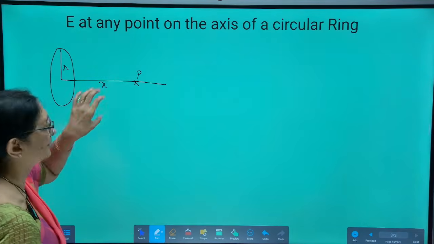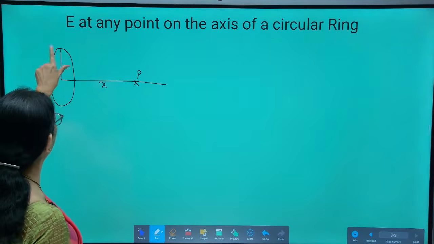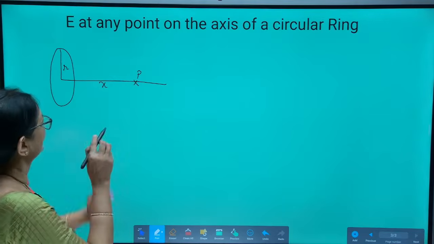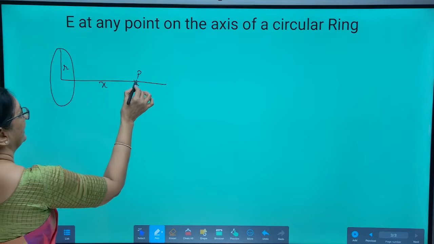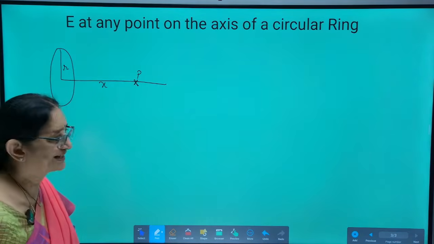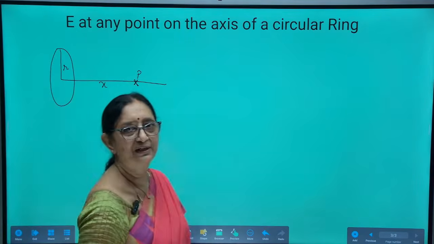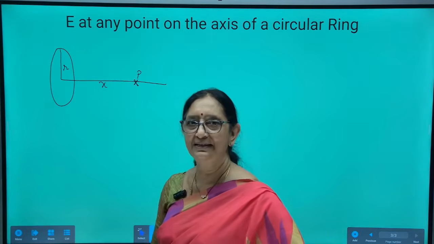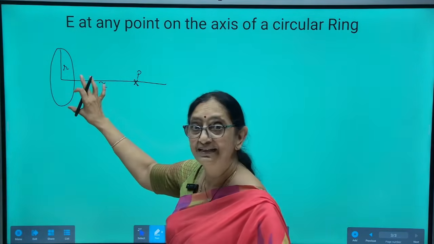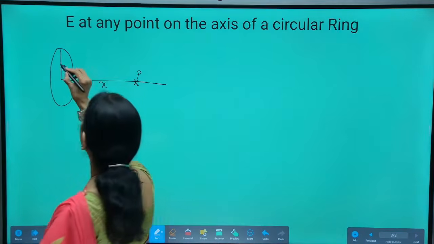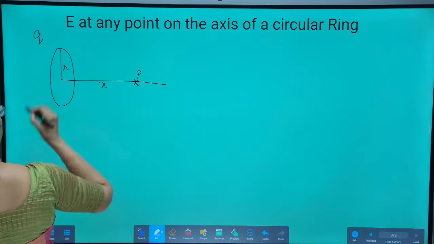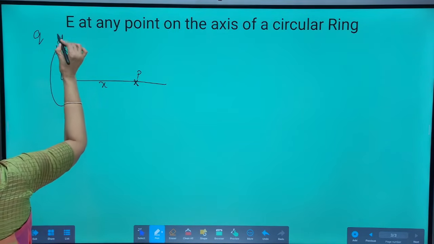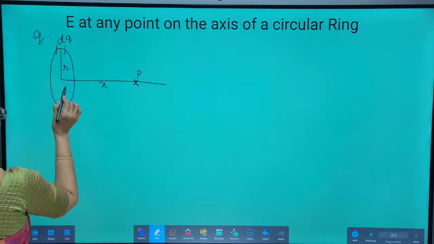See, the ring is perpendicular to the plane of the board. That is why we have represented it like this. Okay. So, the axis is like this. So, this is the axis of the ring. P is a point on its axis. Our intention is to find the electric field intensity at any point on the axis of that circular charged ring. Now, let Q be the charge given to the ring, r is the radius. Let us consider a small element with a charge dq.